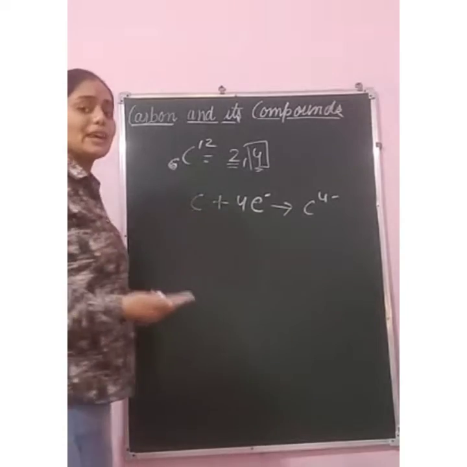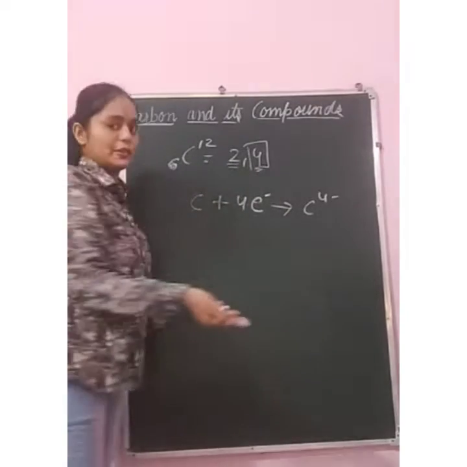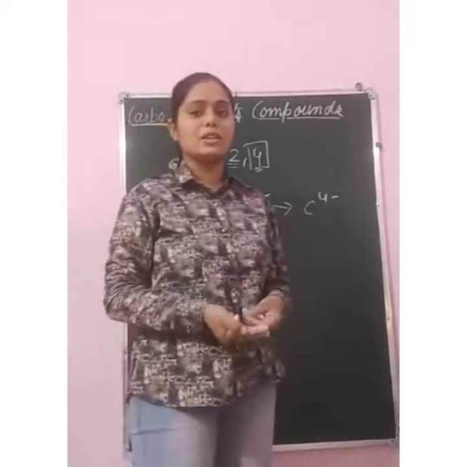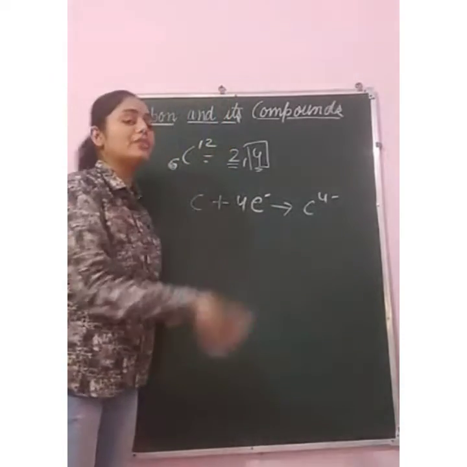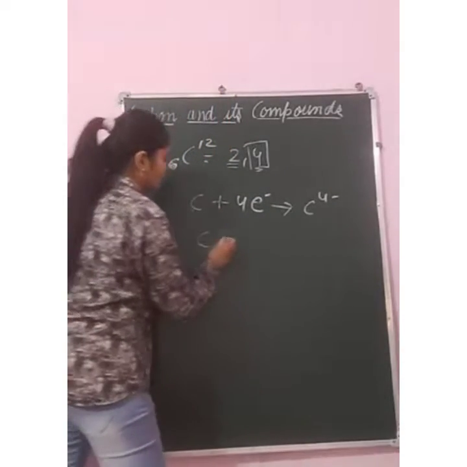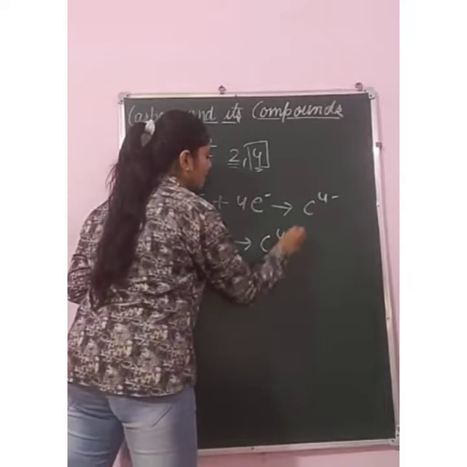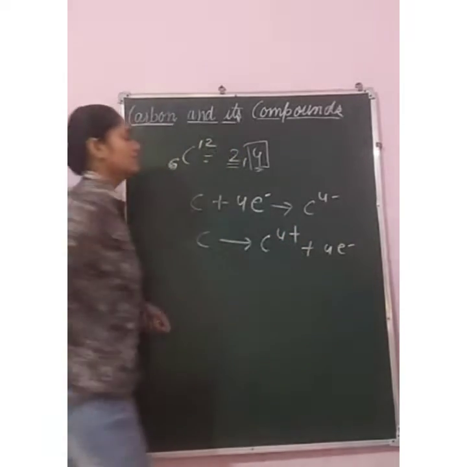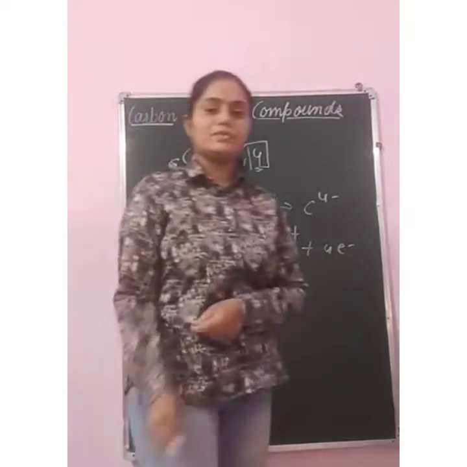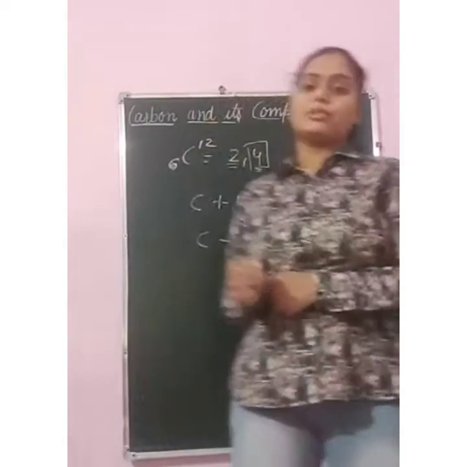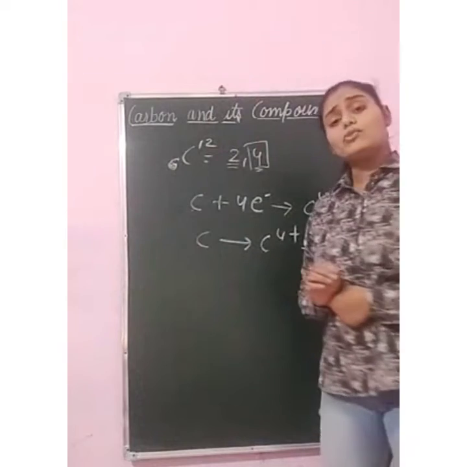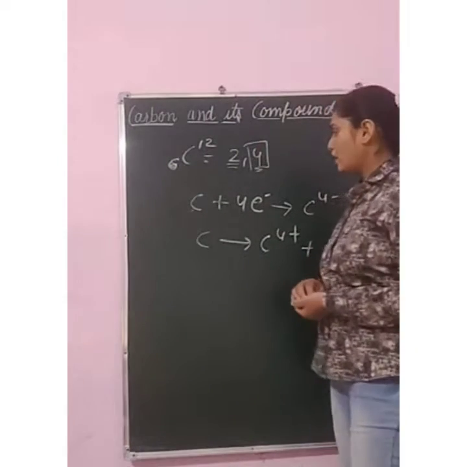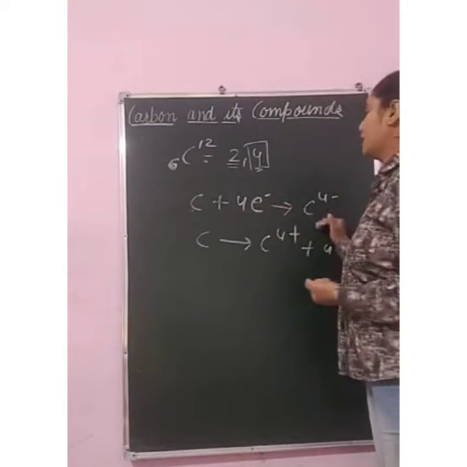Or what else can carbon do? As there are 4 electrons, carbon has both options. It can either gain electrons, or it can donate the 4 electrons and become a C4 plus ion. Sure. Now let's think from the point of view of carbon. What does the carbon say on this? Okay, I am ready to give the 4 electrons.